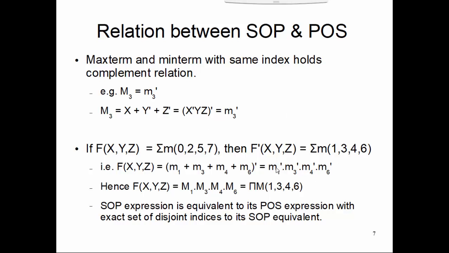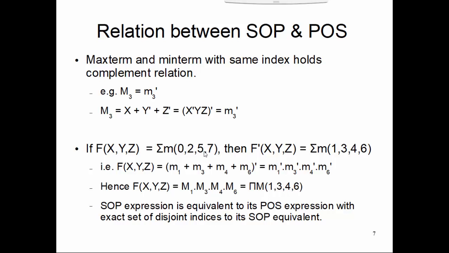This min term 1 bar is max term 1, min term 3 bar is max term 3. Likewise, we can then write f x y z as basically the product of the max terms 1 3 4 6. That means your SOP expression is equivalent to its POS expression, with an exact set of indices disjoint from its SOP equivalent. So if my SOP was sigma m0 to 5 and 7 in this example, then I can express the same function as a product of sums with those max terms whose indices are completely disjoint from what the original SOP had.